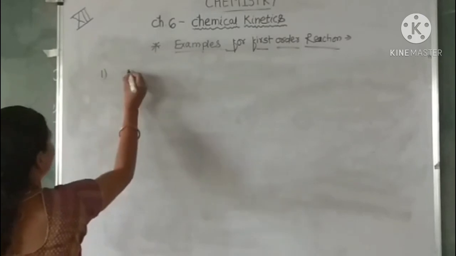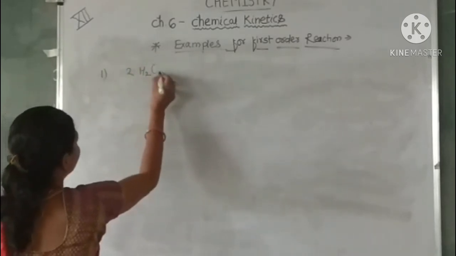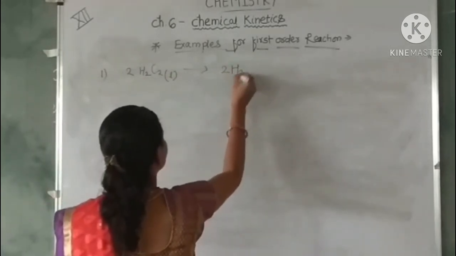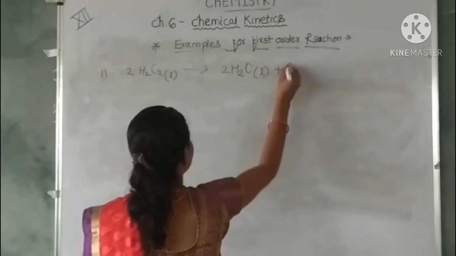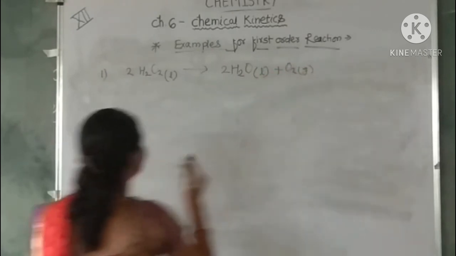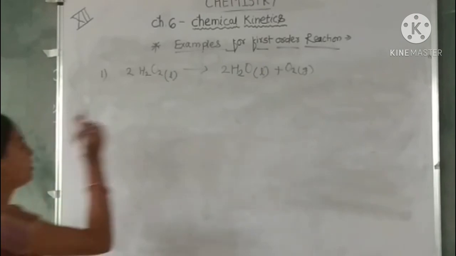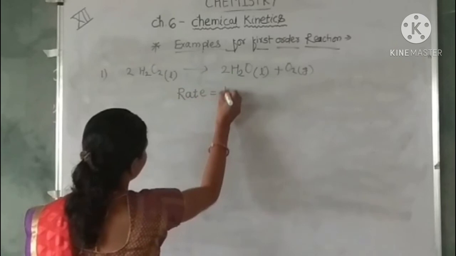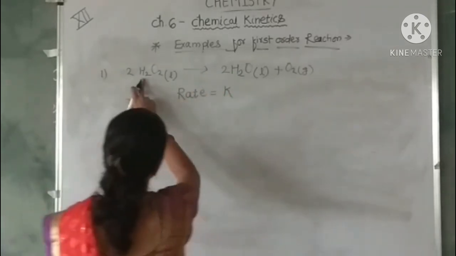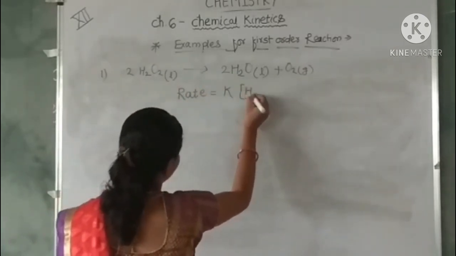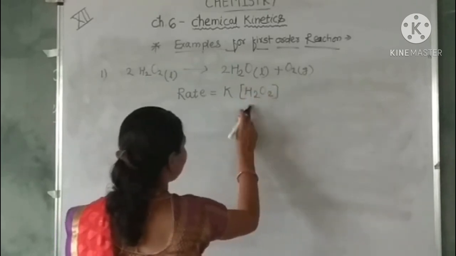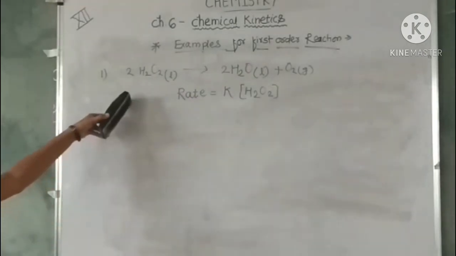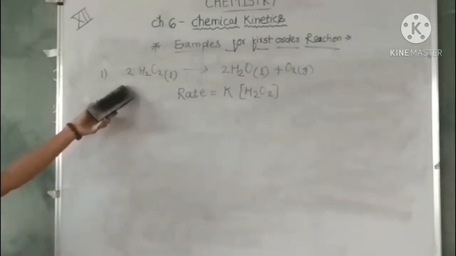This is 2 H2O2, hydrogen peroxide liquid, giving 2 molecules of water, H2O, plus oxygen gas. The rate for this reaction can be given by rate is equal to rate constant K into the reactant concentration, that is hydrogen peroxide. This is the first example for the first order reaction.